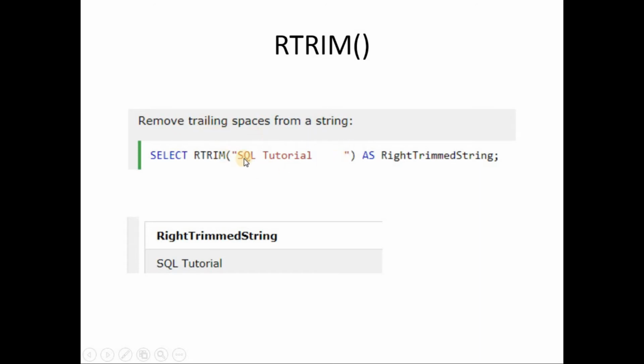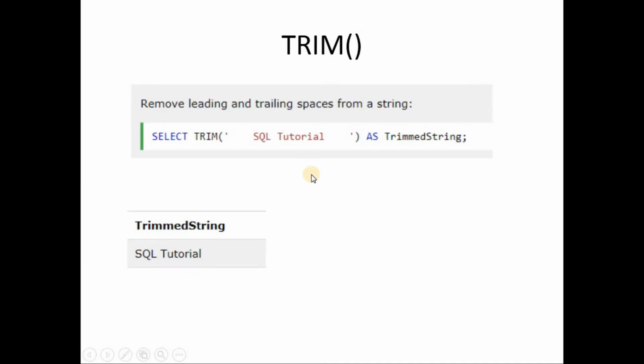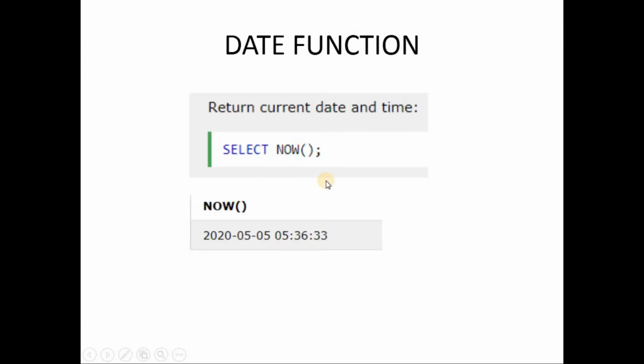So that is why "SQL tutorial" is coming, and this part will not come. After that, the trim function is there. This trim function is used to remove spaces from the beginning and the end of a string. So this space and this space will be removed from the string, and here it is coming "SQL tutorial". Okay, so the date functions are next.